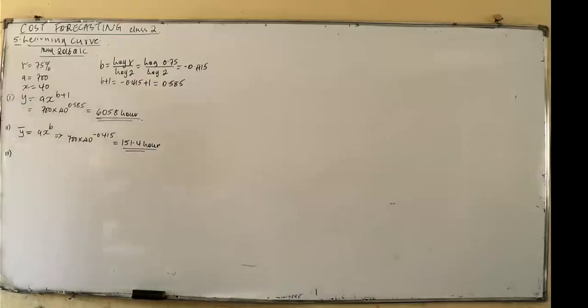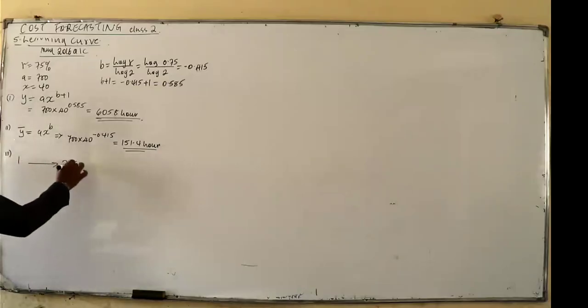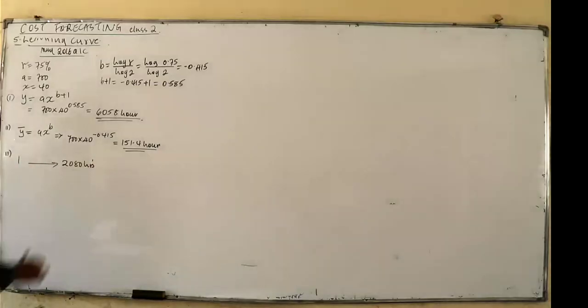Then last thing, assuming that a worker works for 2080 hours per year, determine the number of workers that should be assigned to this contract to complete in a year. That's straightforward. One worker works for 2080 hours. So how many workers do we need to complete this work? This work requires how many hours?